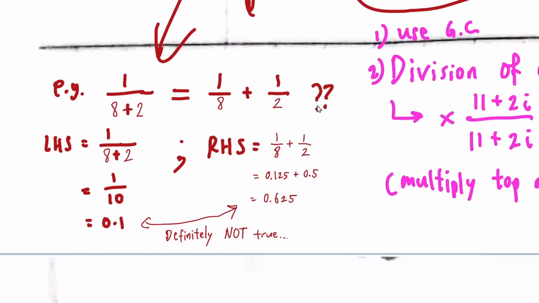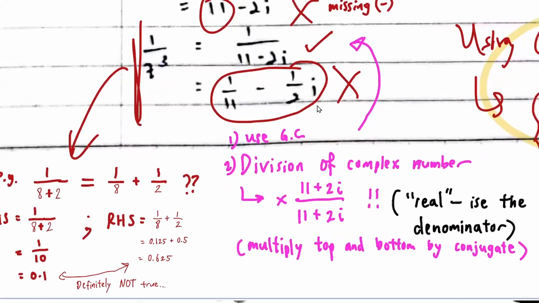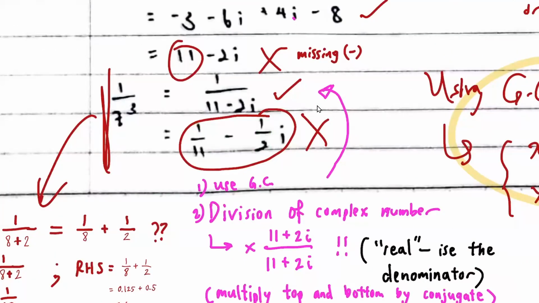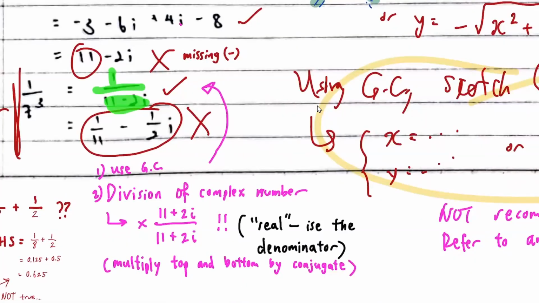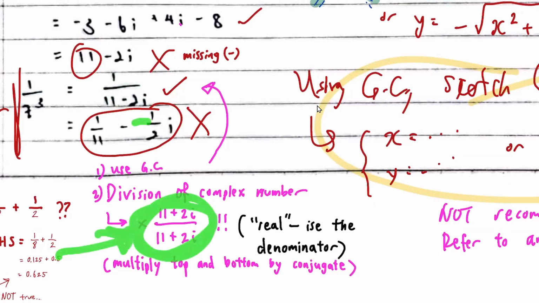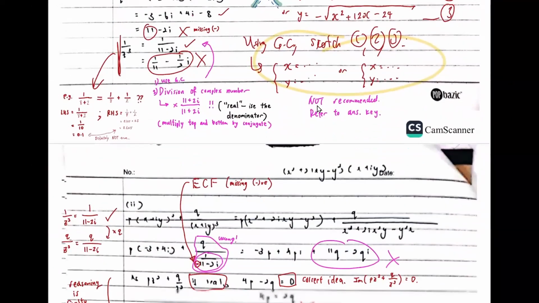But how about over here? You split it up. Are you sure you can do this? No, definitely not. So let's see how we can do this. Every time you see a fraction, a division in complex numbers, what do you have to do? You must multiply by the conjugate of the denominator. Not the numerator, it must be the denominator. So you must multiply top and bottom by 11 plus 2i. So that means the error carries forward all the way. All the way is wrong already.